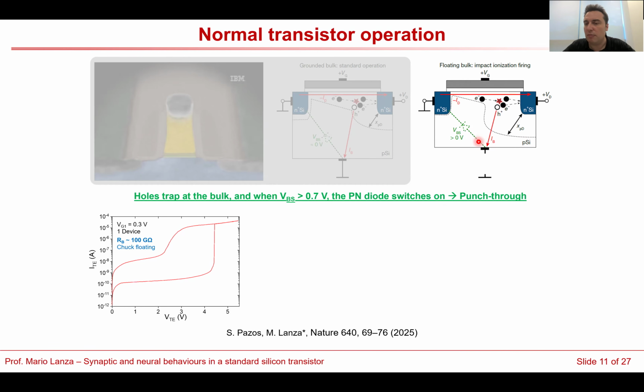When the potential of this terminal increases above the threshold potential of the diode, what will happen is that this is an N-P-N junction. This kind of bipolar transistor will switch on, and we will have an avalanche current that will flow from the source to the drain. This is what you can see here. When we increase the potential of the bulk, there will be this avalanche current, which is what we call the punch-through regime. So this is very interesting.